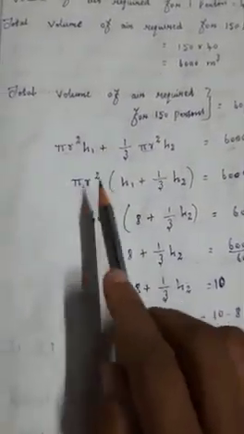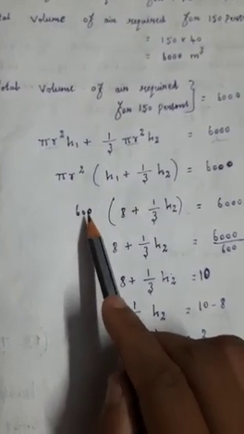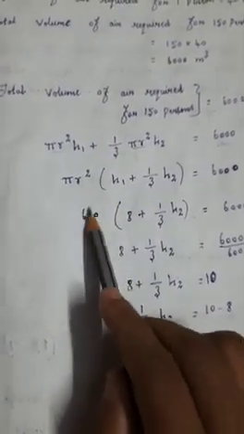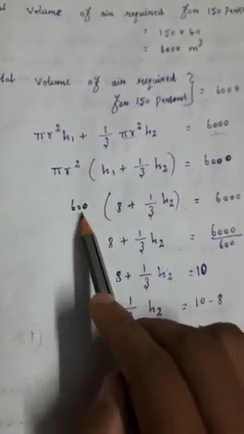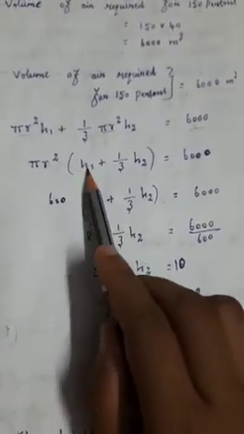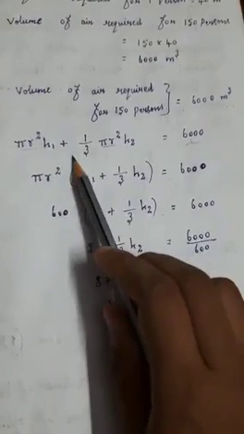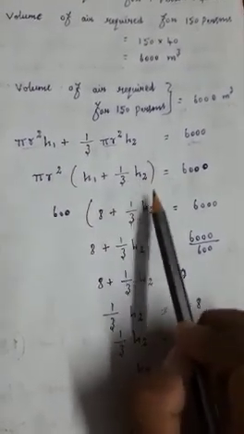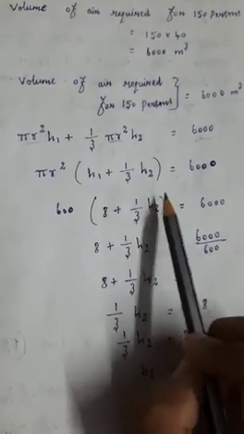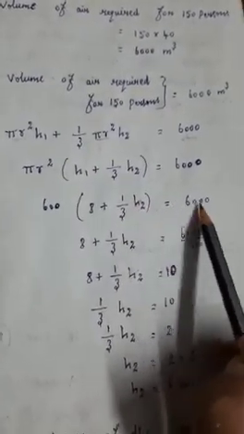So can you apply that here? We have already taken that as equation 1, so you can substitute equation 1 here. Instead of pi r square, we can substitute 600 into h1. In our question they have given h1 is equal to 8 meter. So I have to apply h1 as 8 plus 1 by 3 into h2. We don't know h2, that h2 only we need to find out, the height of the cone, equal to 6000.